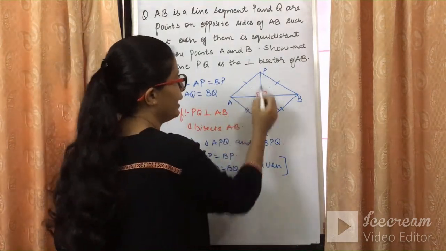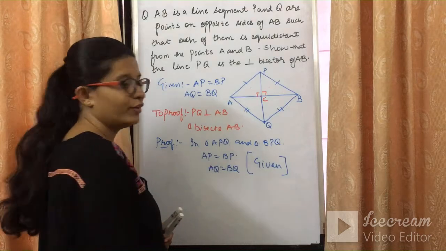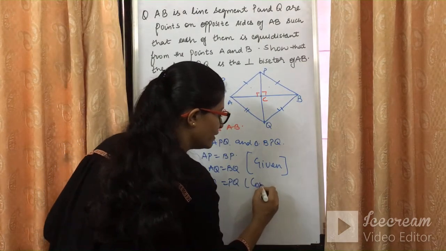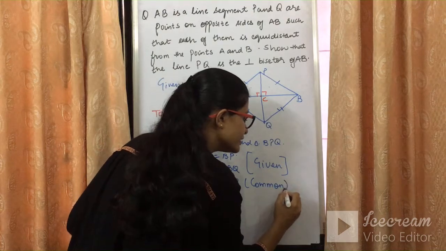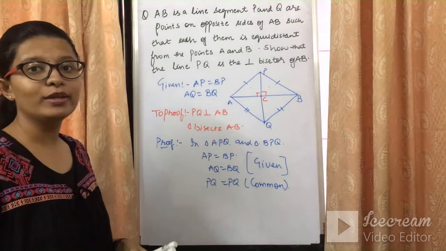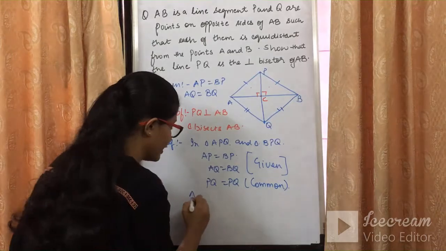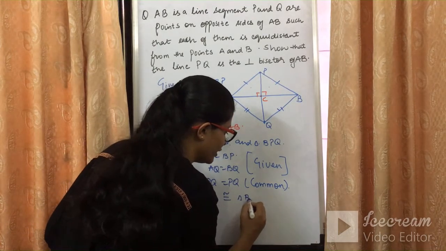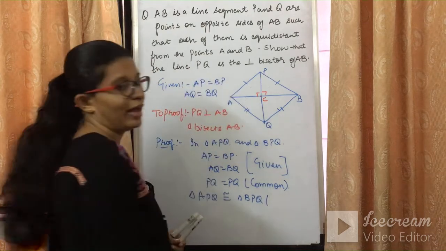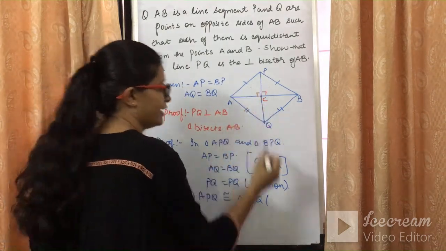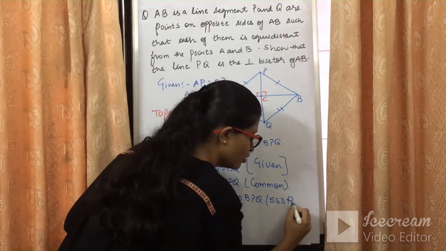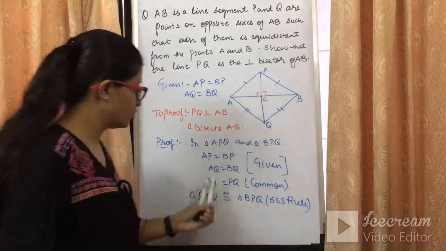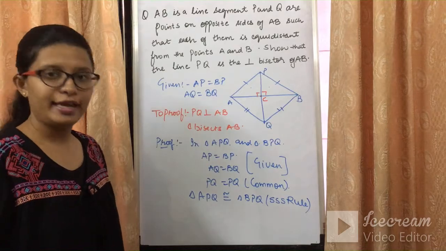And we know that PQ is common between the two triangles. So PQ is equal to PQ, which is common between the two triangles. Since the three sides are equal, can we say that triangle APQ is congruent to triangle BPQ? By which property? By which rule? Side, side, side. SSS rule. So by SSS rule, these two triangles are congruent to each other.